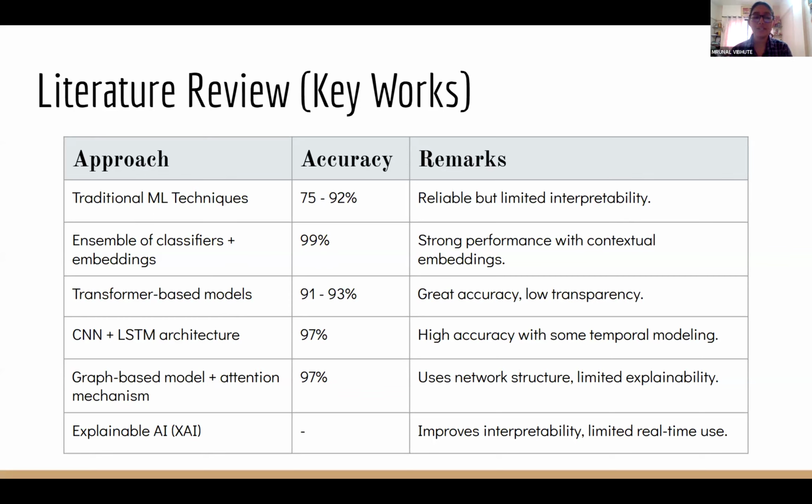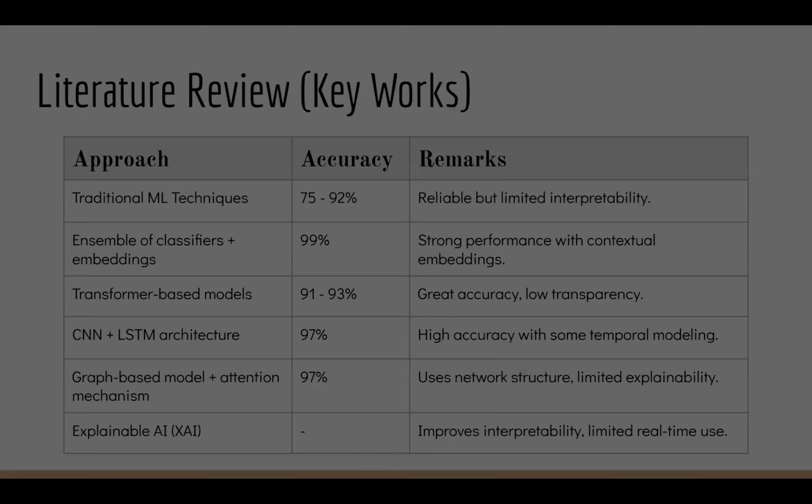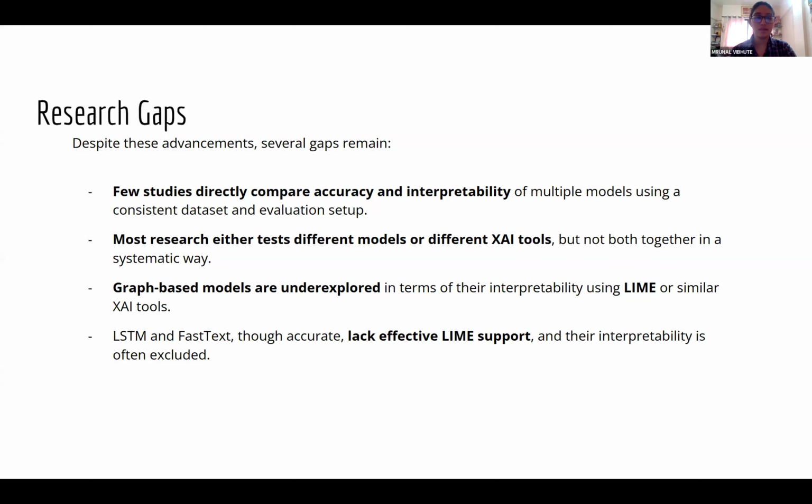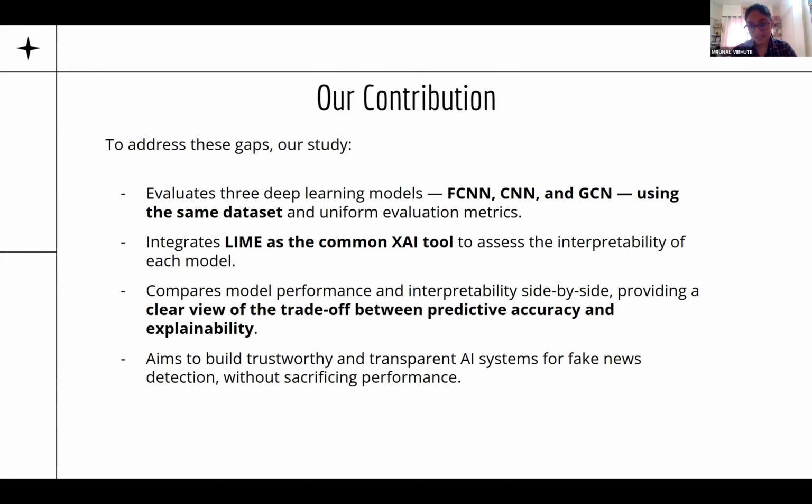And then there are papers which have explainable artificial intelligence, like explainable AI techniques, and they just talk about it, but they don't actually give a proper summary, like the model used, the explainable AI, and what were its conclusions. So these were the gaps: the studies didn't compare the accuracy and interpretability, and they just used different explainable AI tools or different kinds of machine learning models. And the graph-based models are really less explored as per my findings. So we're trying to address these gaps.